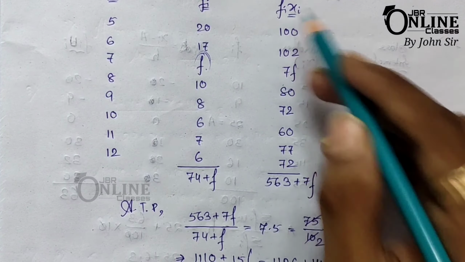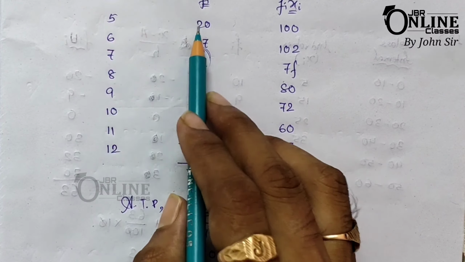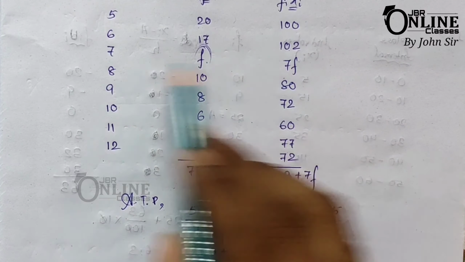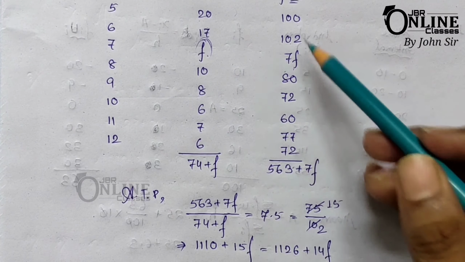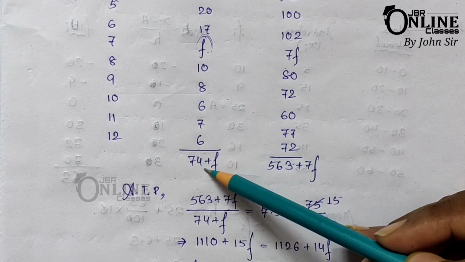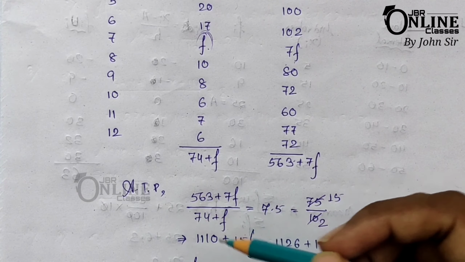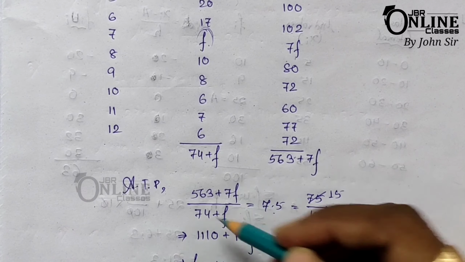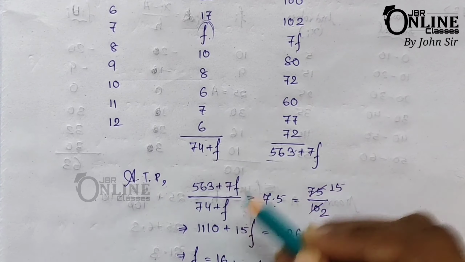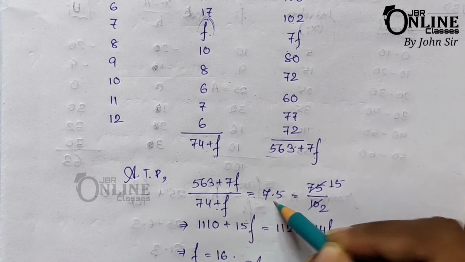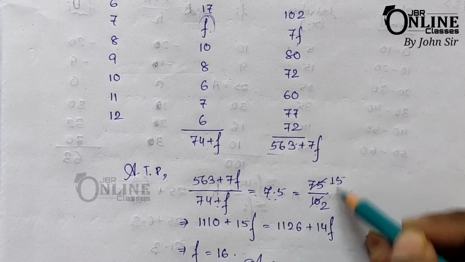So first find out fi xi. So 5 into 20, 100, 6 into 17, 102, 7 into f, 7f, and then find out the addition of fi xi, then addition of fi. As it said that the mean equals 7.5, so summation fi xi divided by summation fi equals 7.5. Now 7.5 means 75 by 10, that equals 15 by 2.